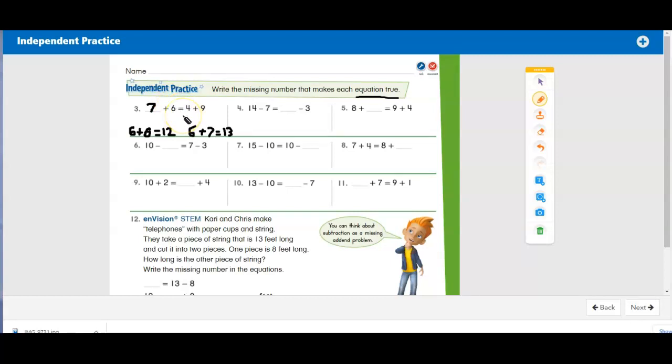Now I want you to solve for numbers 4 through 11. Remember that each equation will be true, meaning that both equations on each side of the equal sign will equal the same sum. Now is a good time to pause the video so that you can begin working or finish working on problems 4 through 11. When you press play, we will begin talking about number 12.